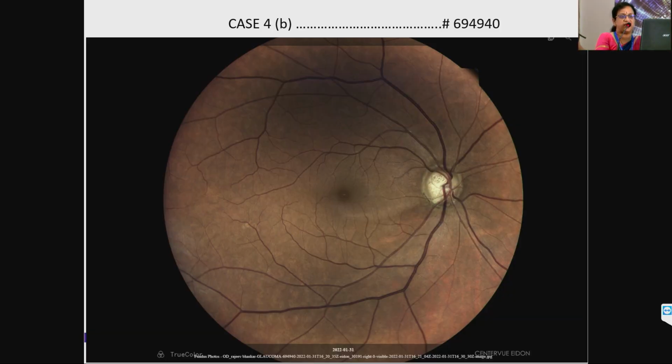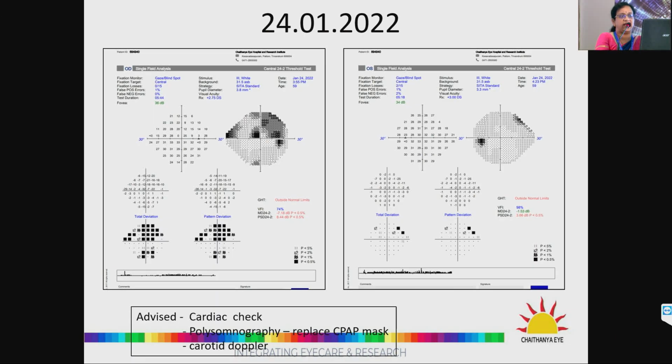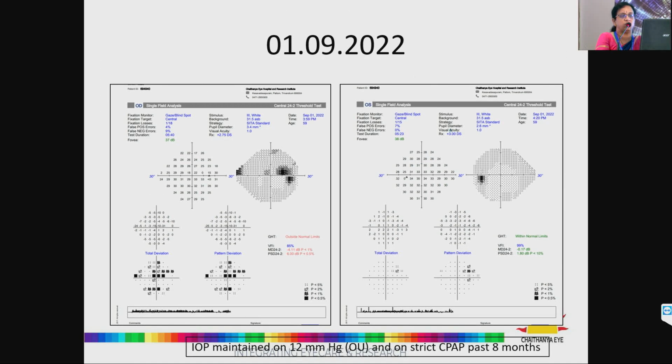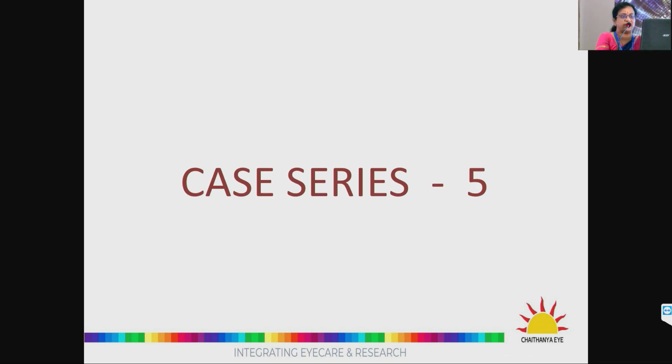Here is an asymmetric glaucoma patient. This person came from UAE with this asymmetric damage and had the central steep defect, and the patient was symptomatic and said that he was having progressive disease. All that we did was a cardiology evaluation, a sleep study, and a Doppler, and we noted that he was a known case of obstructive sleep apnea, but a change of the CPAP mask worked wonders, and he retained stability. So vascular factors as a cause for progression have to be thought of.